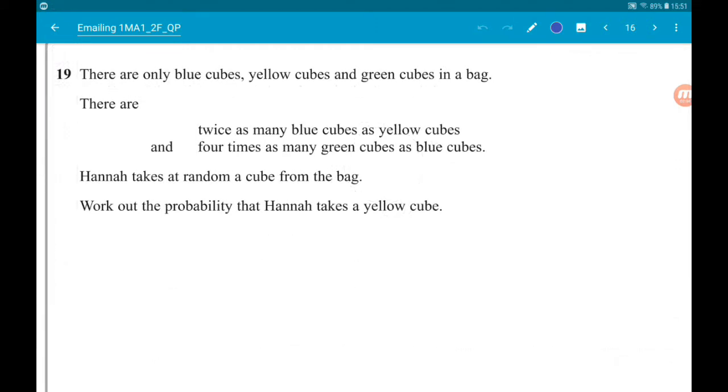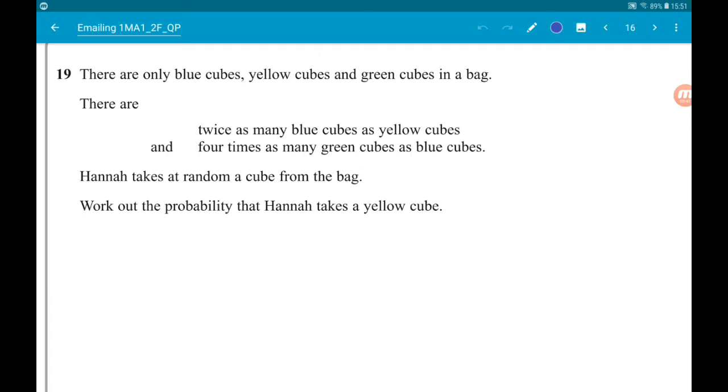Number 19. There are only blue cubes, yellow cubes, and green cubes in a bag. There are twice as many blue cubes as yellow cubes, and 4 times as many green cubes as blue cubes. Hannah takes at random a cube from the bag. Work out the probability that Hannah takes a yellow cube. Okay, so for that we need to know what fraction of all the cubes are yellow.